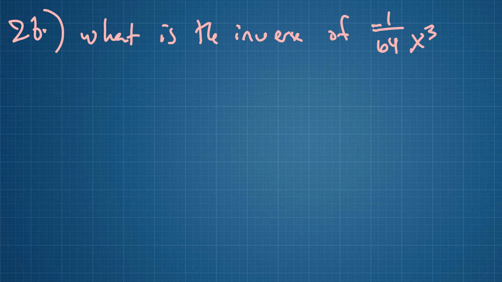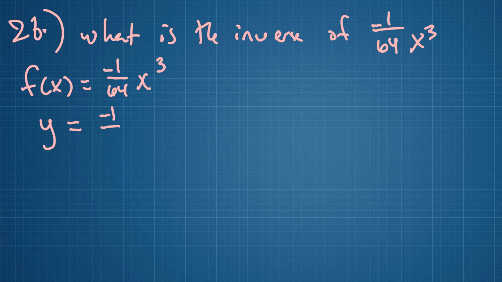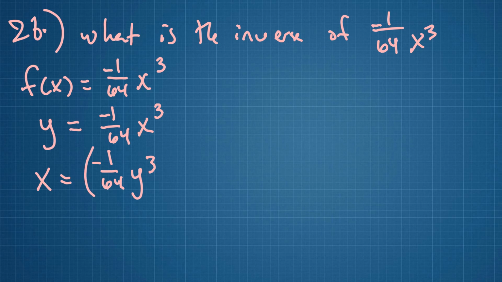All right, so what is the inverse of negative 1 over 64, x to the third? So I'm going to say f of x equals negative 1 over 64, x to the third. So the first thing I'm going to do is write y equals negative 1 over 64, x to the third. Then I'm going to switch x and y. Now, I'm going to multiply both sides by the reciprocal. That's why I multiply by negative 64.